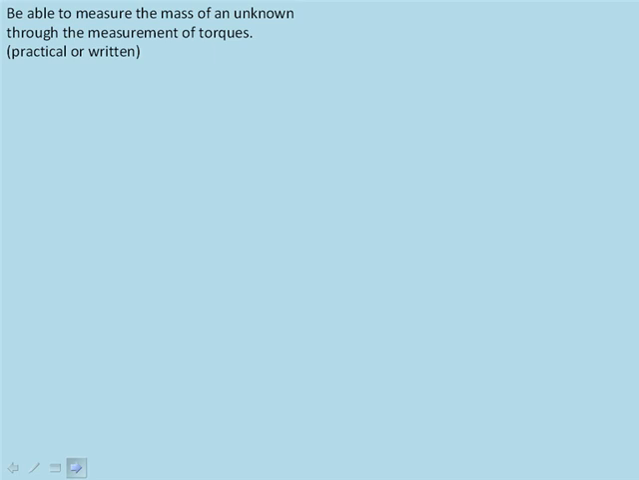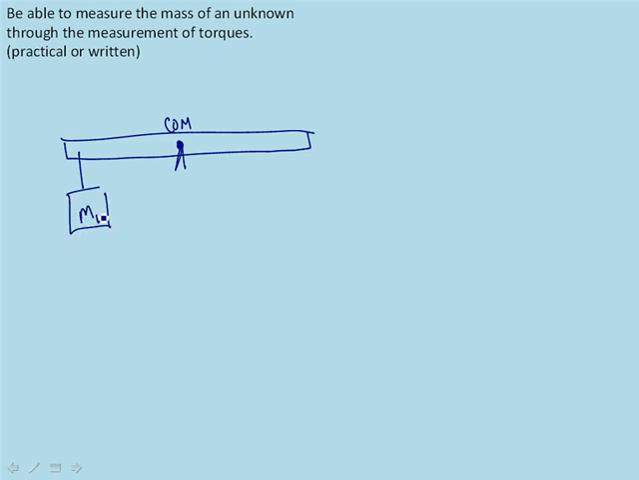Be able to measure the mass of an unknown through the measurement of torques. This could either be practical or written. Take your meter stick, determine the center of mass, and then balance it at the center of mass. So this is the center of mass. You'd hang your known mass, we'll call that mk, on this side, and then hang your unknown mass, we'll call it mu, over here. This distance we'll call r1 and this distance r2.